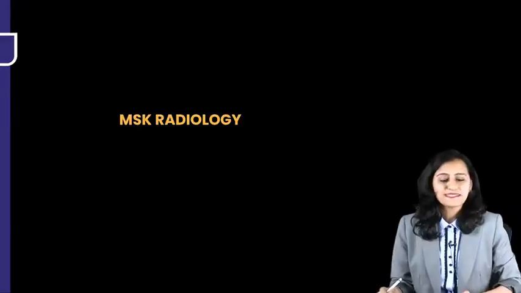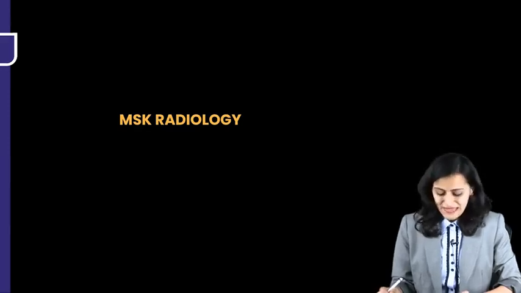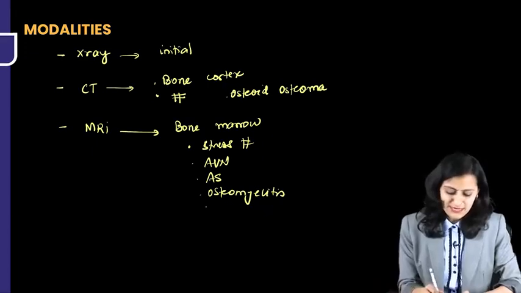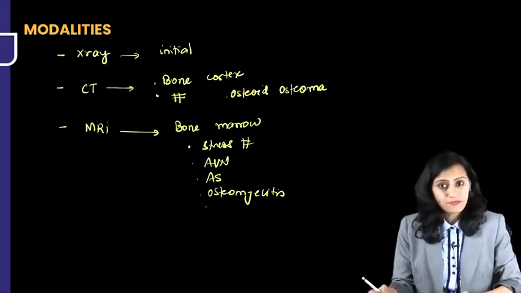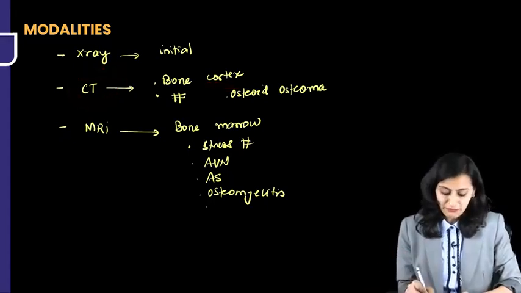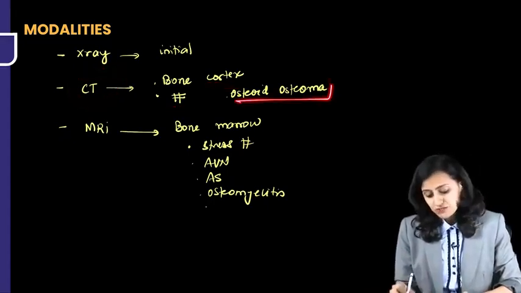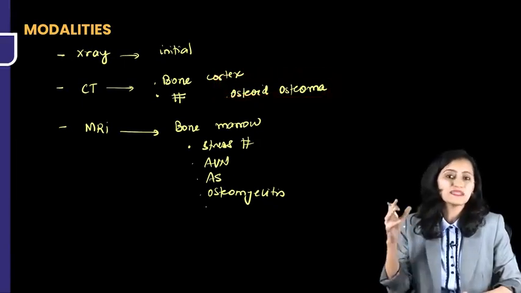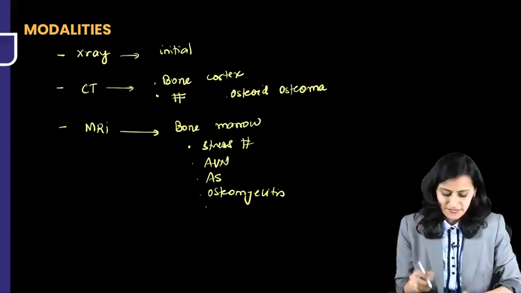Right? So hello friends, now we are going to learn about musculoskeletal radiology in a rapid review. For the various modalities that we have here, the first investigation which we do is X-ray. CT scan is done for bone cortex, C for CT, for fractures, and for which bone tumor? Osteoid osteoma, because it's a cortical based tumor, it has cortical thickening with a nidus.